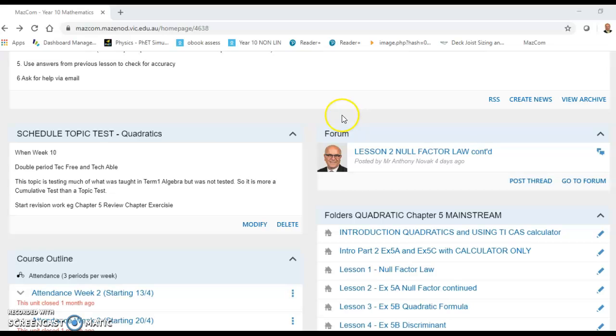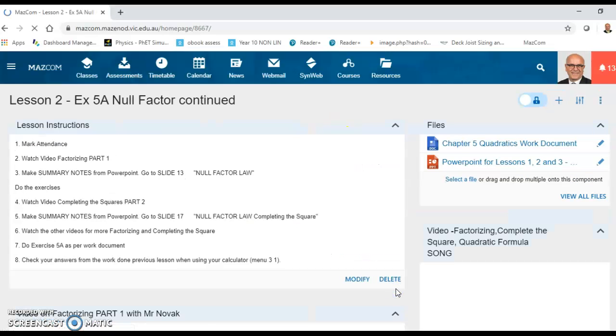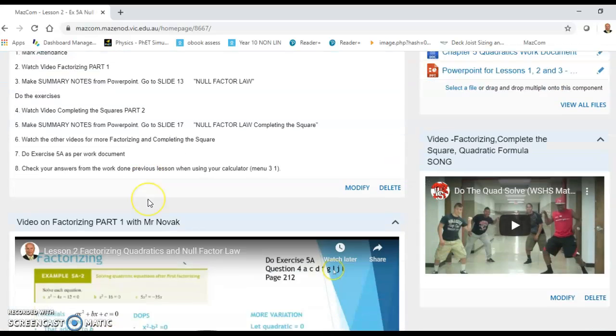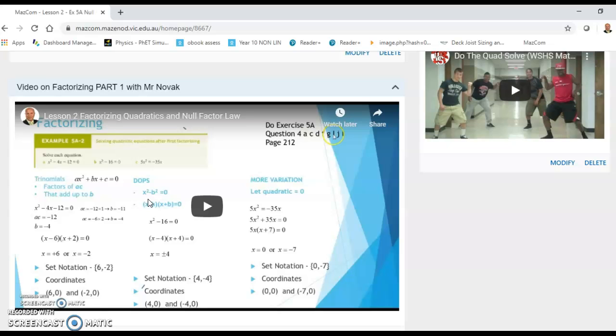So today we are going to lesson 2 of exercise 5A. Now, this exercise is supposed to be very quick because you are bringing skills from the previous topic. And for this, I've got several videos. So you can take your notes from the PowerPoint, which I'll be using in the video presentations. So you can also do it from here.